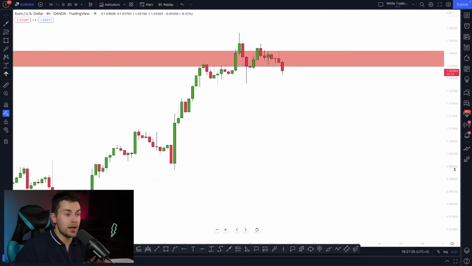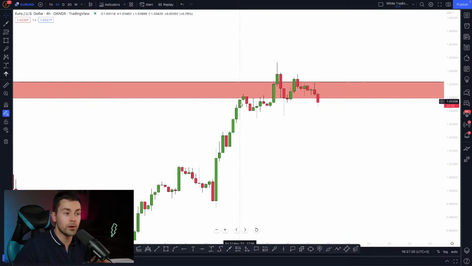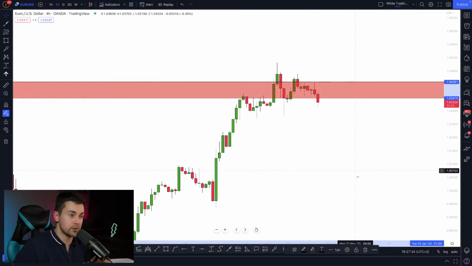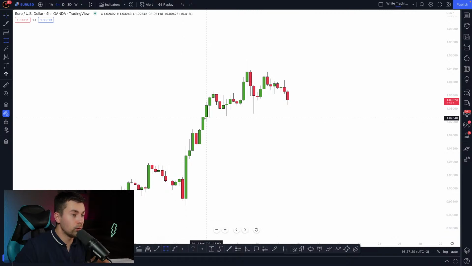Now let's check what is happening on a 4-hour time frame. Let's check the situation there. On the 4-hour time frame, you can see that the market is currently coiling. And let's hide that structure. And let me show you what I see right here.